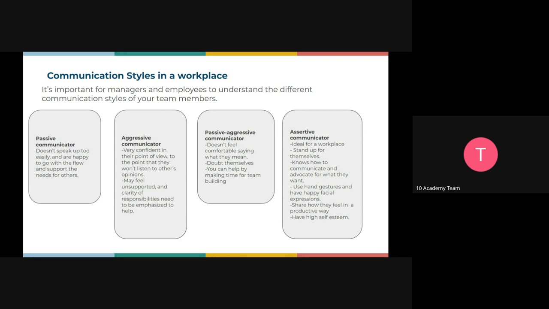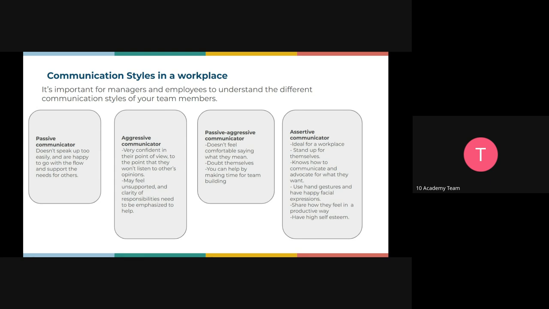It also helps to clarify the different roles that each project team member is playing. Things like who's responsible for this kind of work, who's the person overseeing this, or what are we doing. It's important to clarify all those things so that an aggressive communicator can understand what the project is about, and so they can also feel supported.